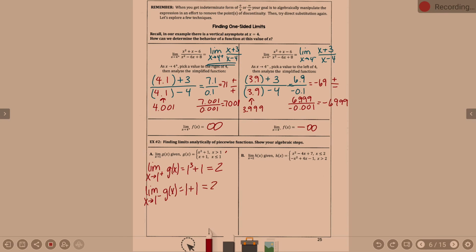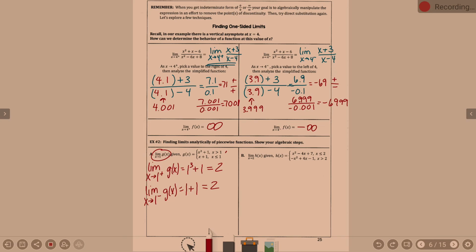Now, our job was not to find the left and the right. Our job was to find the limit as x approaches 1. What can we say here? The limit as x approaches 1 of g of x equals 2. And how do we know that? Because they were the same going to the left and the right. The limit from the left equals the limit from the right.